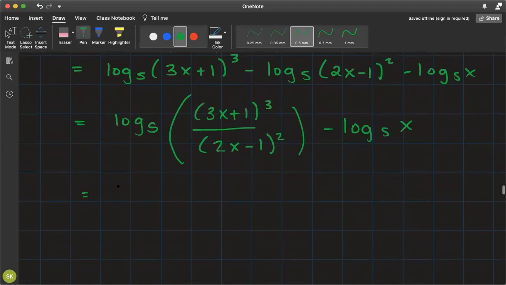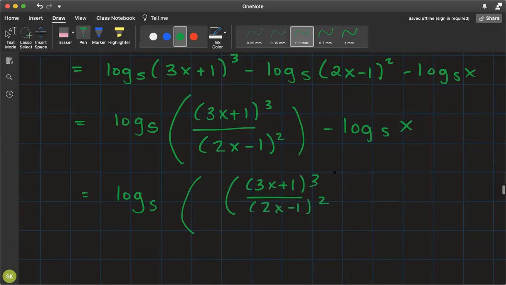So this is equal to log base 5. How do we divide this by x? We're going to take this whole thing and put it in the numerator and then divide by x. So like this, (3x plus 1) cubed over (2x minus 1) squared, all of that divided by x. Now there are so many division signs. I want to just have one division sign. So I'm going to take this numerator and multiply by the reciprocal of this one. So I'm going to flip it. This is the same thing as x over 1.